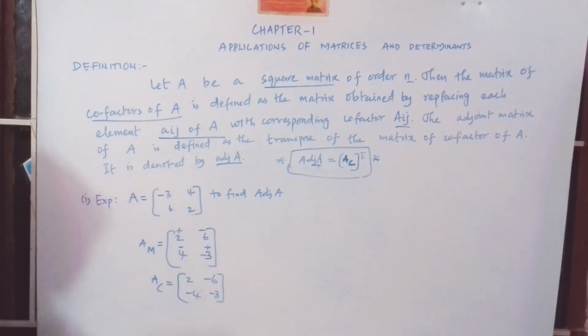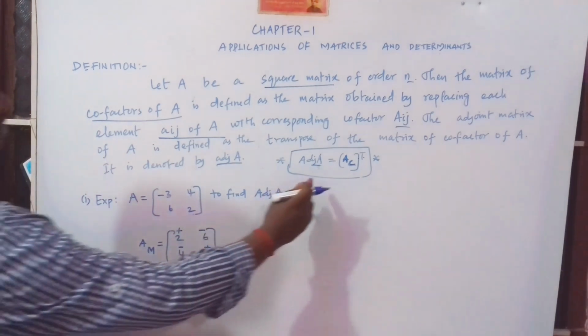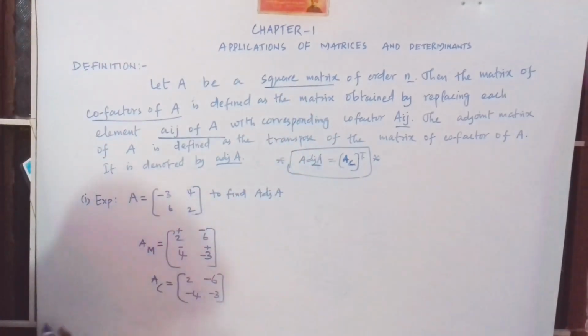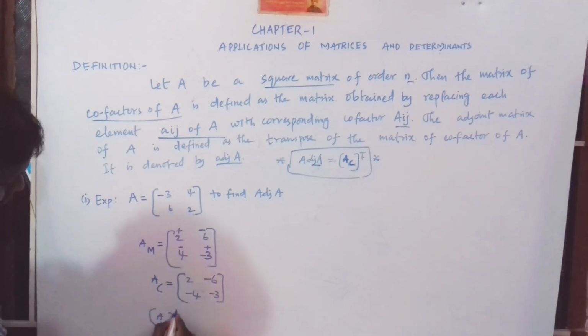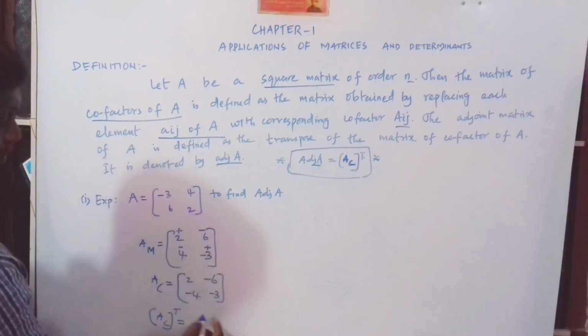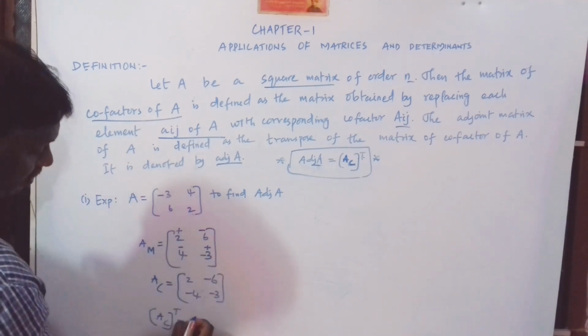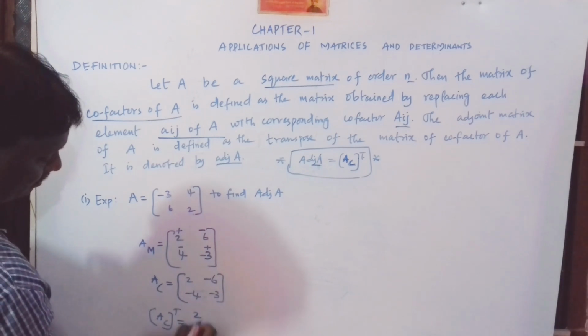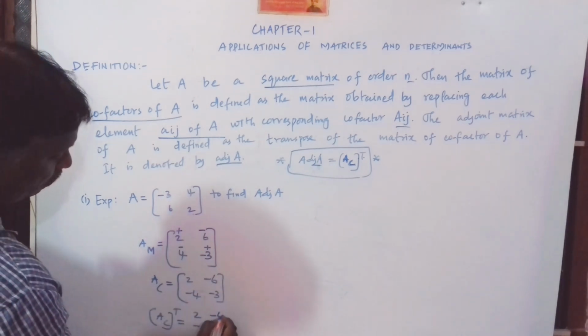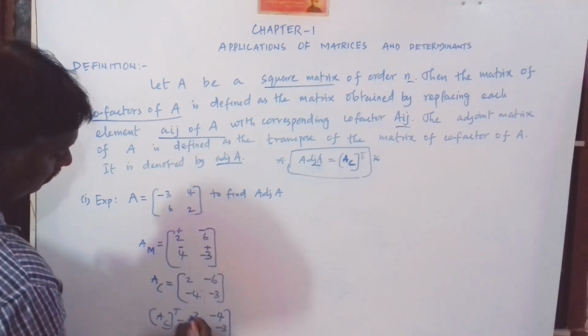The result is, adjoint of A is cofactor of A the whole transpose. Transpose means rows are interchanged with columns, otherwise columns interchanged with rows. So first row interchanged with first column: 2, minus 6. Second row interchanged with second column: minus 4, minus 3. That's it.